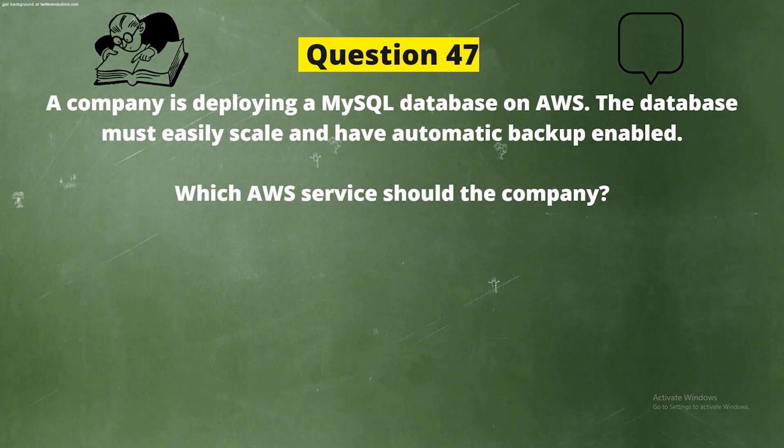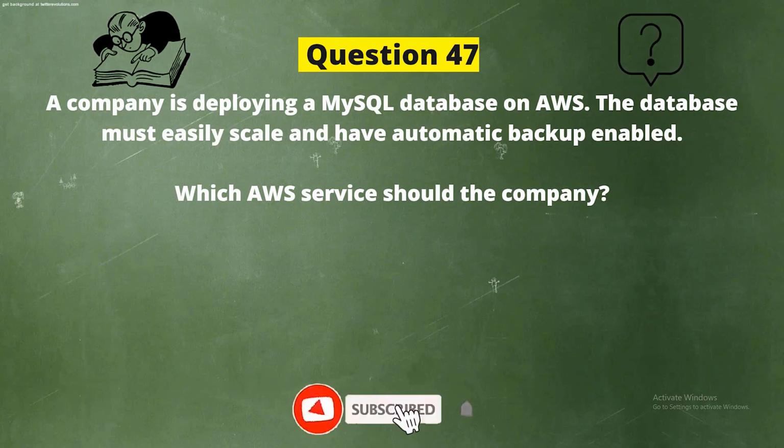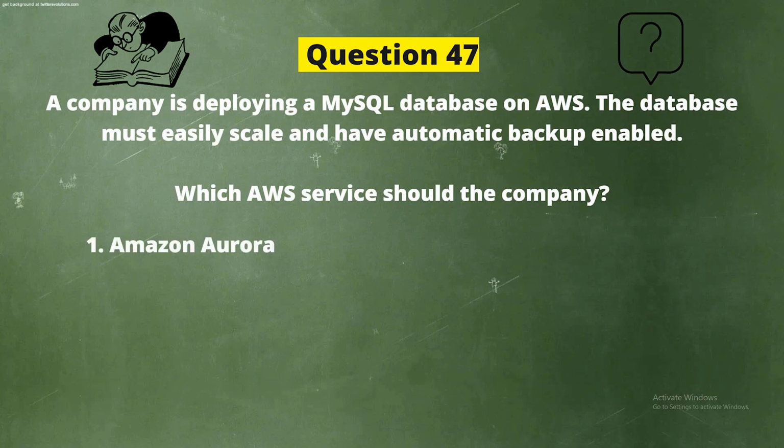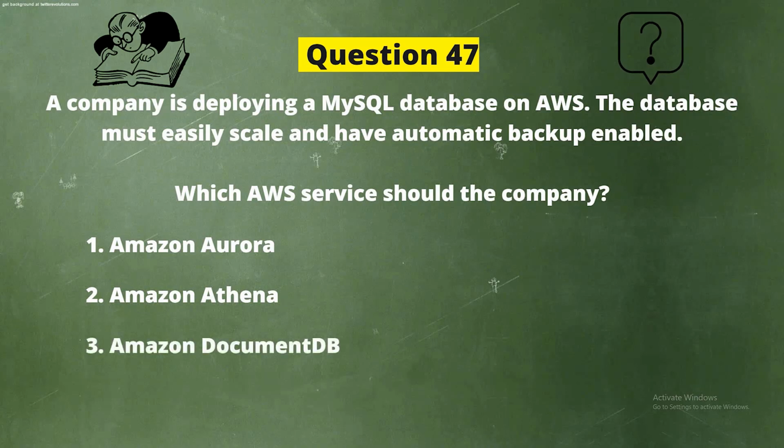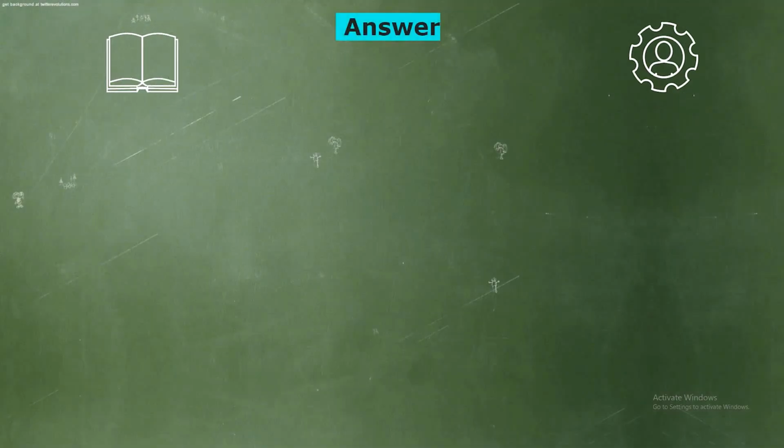Next question. A company is deploying a MySQL database on AWS. The database must easily scale and have automatic backup enabled. Which AWS service should the company use? And the options are: Option 1. Amazon Aurora. Option 2. Amazon Athena. Option 3. Amazon DocumentDB. Option 4. Amazon DynamoDB. And the correct answer is Option 1.